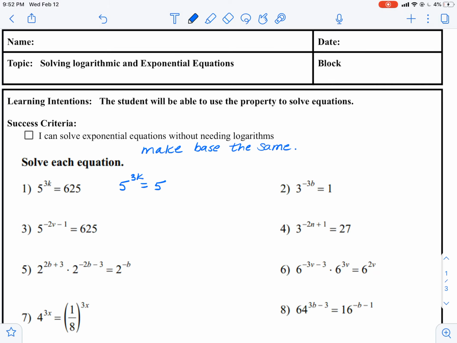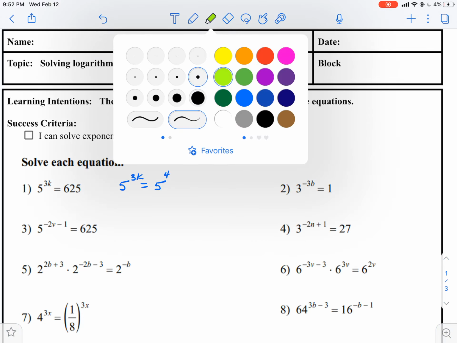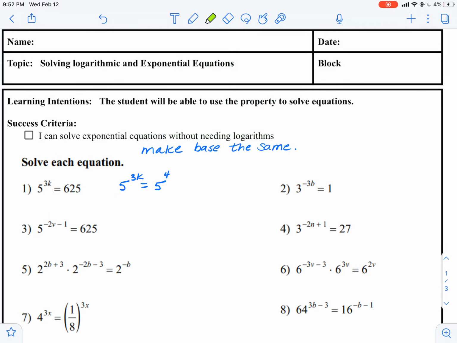If you take 5 times 5, you're going to get 25. And 25 times 5 is 125. Times 5 again is 625. So what that means is if I take 5 to the 4th power, I will get 625. Once my bases are the same, then the exponents must also be the same. So if the bases are the same, the exponents must be the same.